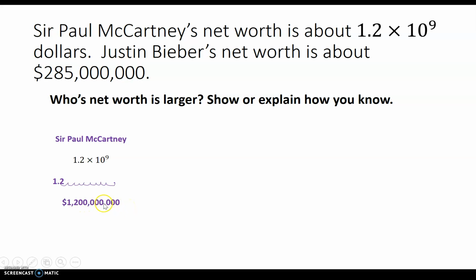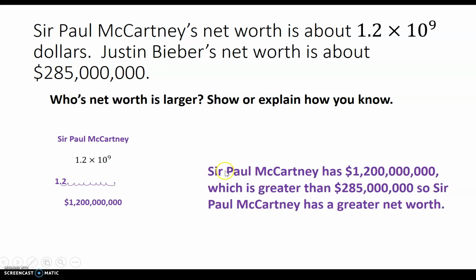$1,200,000,000. So when we compare that with Justin Bieber's, we can see, okay, Sir Paul McCartney has $1 billion and then 200 million, whereas Justin Bieber just has 285 million. So we definitely should be able to see that Sir Paul McCartney has a lot more money than Justin Bieber. So that's one way that we could go about that problem.